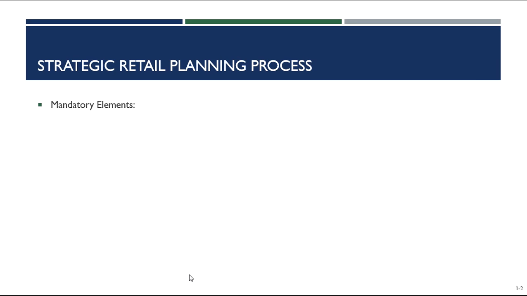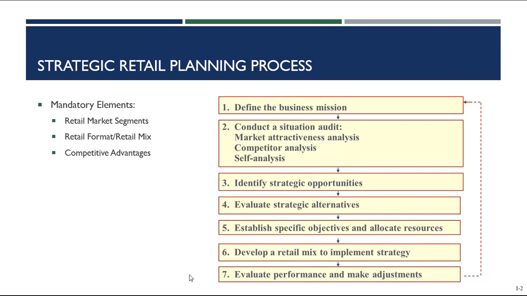So, the strategic retail planning process is the set of steps that the retailer goes through to develop their strategy and plan. And there's a few mandatory elements that every retail plan has. The first is the retail market segment, right? So you have to identify your retail market segment. You also identify your retail format, your retail mix, and you identify your competitive advantages. So that's all kind of the introduction to your retail plan.